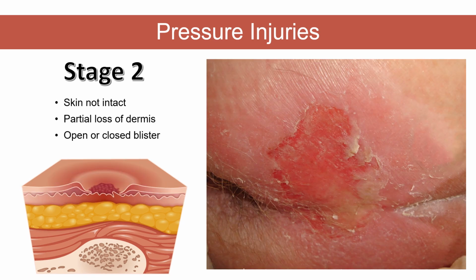Stage 2, skin is not intact. There's partial loss of dermis. If you see in this picture, the epidermis is completely affected and there's partial loss of dermis. This also includes an open or a closed blister. Even if the blister has not ruptured, we still consider that a stage 2 if it's over a bony prominence.